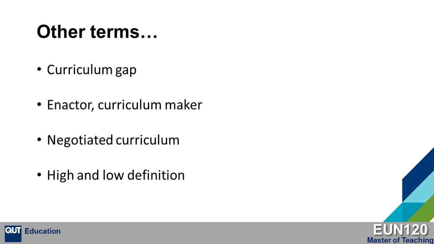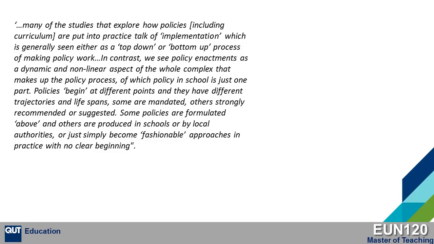Here are some other terms that you may encounter as you delve into reading about curriculum more thoroughly. The first one, the curriculum gap. This is the gap between what was planned and what actually happens in classrooms. The quote on the next slide shows this in more detail. It comes from Ball, Maguire and Braun's book from the UK, How Schools Do Policy: Policy Enactments in Secondary Schools. So I'll just flick to this and then I'll flick back to this slide.